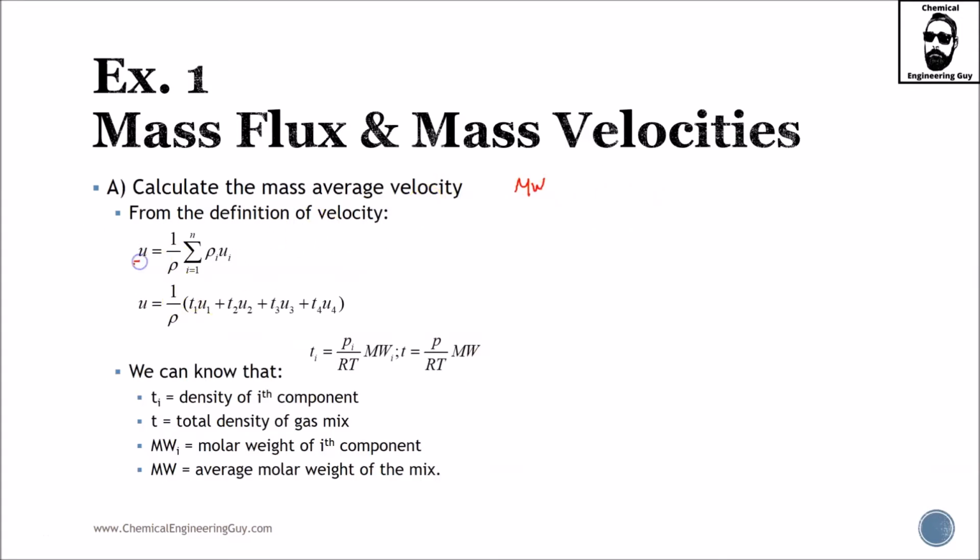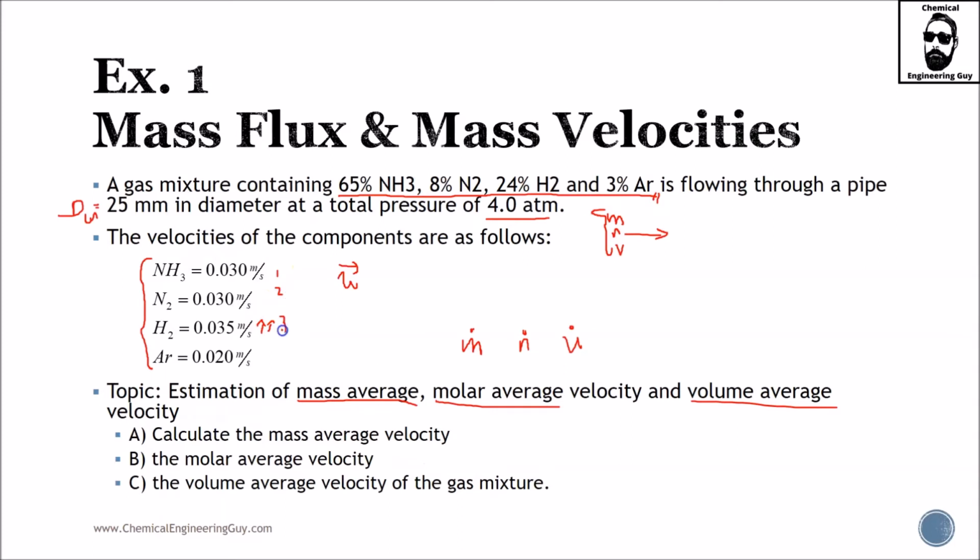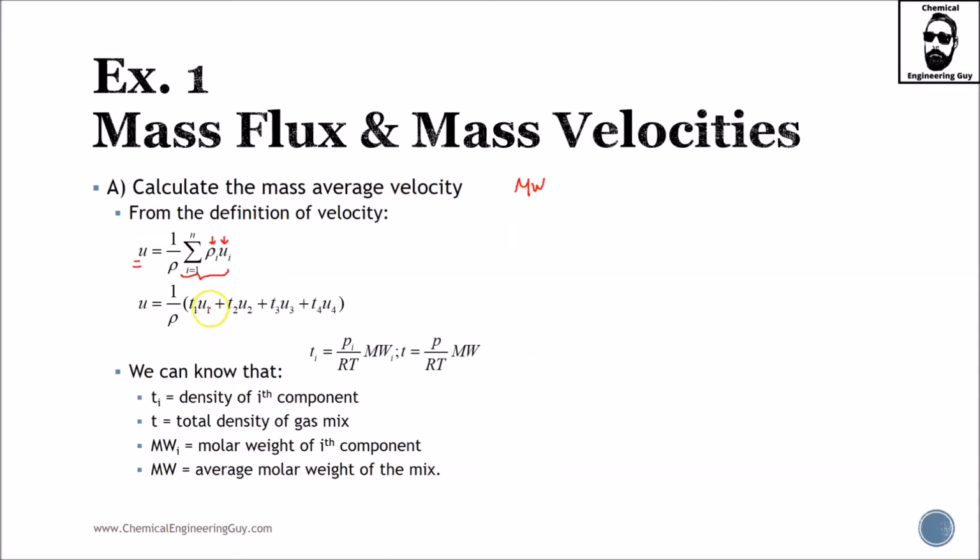From the formal definition of the average velocity, here we go. So first we gotta find the individual densities times the individual velocities, add them up, and divide it by the total density of the components or the mixture. And if I wanted to do the separation, we will get 1, 2, 3, and 4, respectively. And I'm using T because that's how the nomenclature comes, but typically we will use ρ.